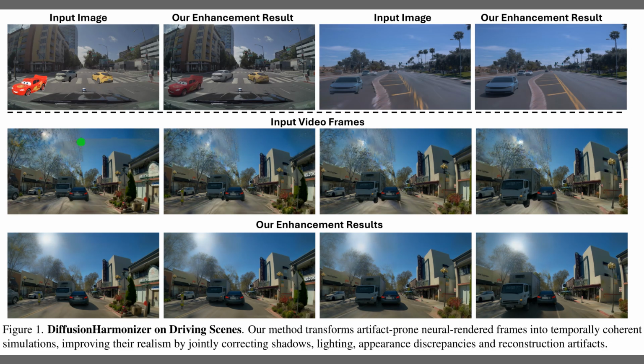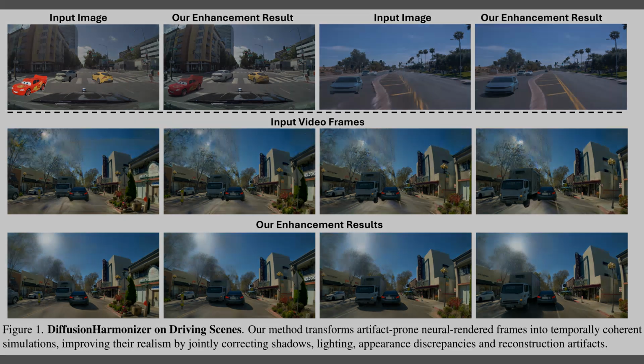While the input frames in the middle row suffer from blurry distortion in the sky, the enhanced outputs in the bottom row are crisp and photorealistic.